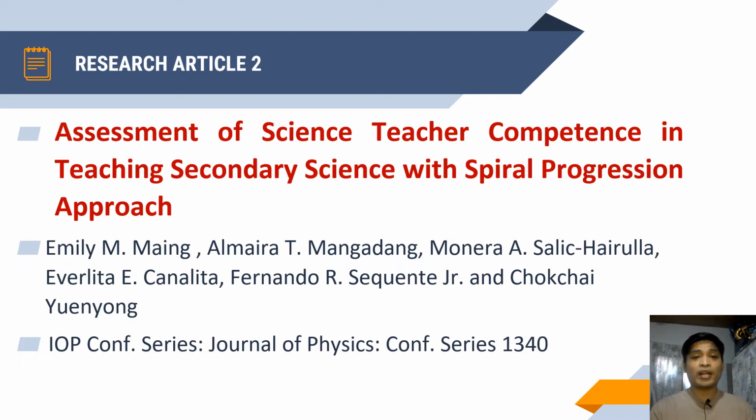The second research article is titled Assessment of Science Teacher Competence in Teaching Secondary Science with Spiral Progression Approach. The authors are Emily M. Maing, Almira T. Magadang, Munera A. Salik Hairulia, our Dean in the College of Education, Everlita E. Canalita, Fernando R. Sequente Jr., and Chokchai Yon Yong. The research was published in the Journal of Physics Conference Series.